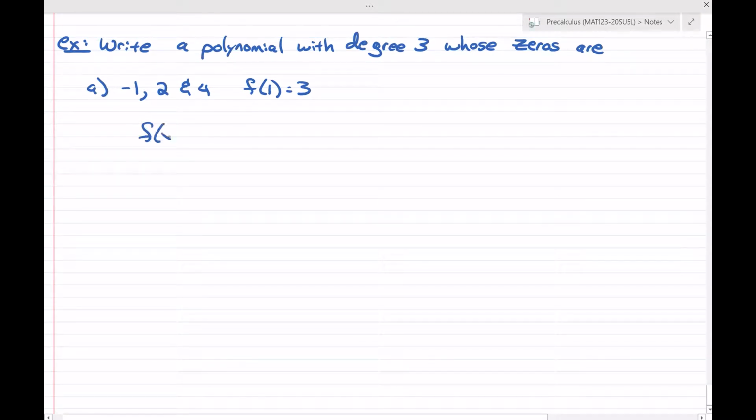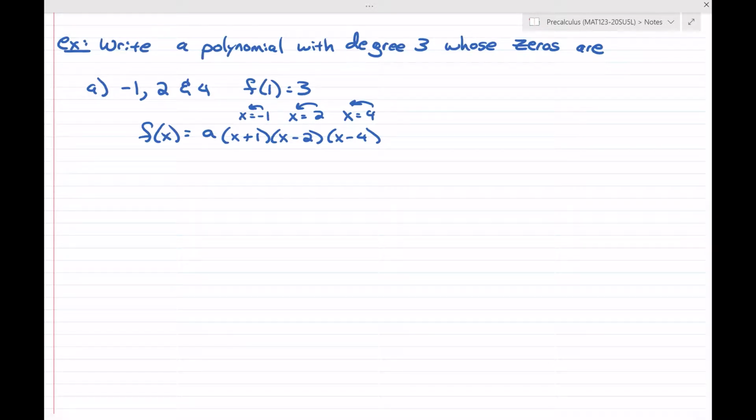Let's write an equation f of x, and it's going to have a constant a times, well, one of the roots is -1. If we bring that over, a factor would be x plus 1. One of the roots is 2. If we bring that over, one of the factors is x minus 2. One of the roots is 4. If we bring that over, another factor would be x minus 4. So the way this is going to work is let's multiply those out, and then we'll be able to utilize that f of 1 is equal to 3.